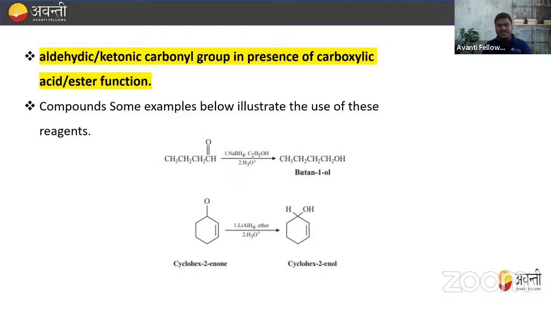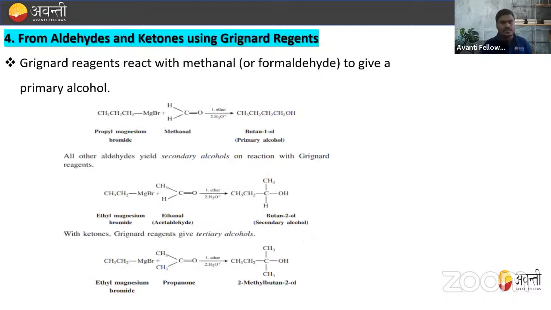Like we have a carbonyl compound, and when this is treated with NaBH4, it will convert into butan-1-ol. Similarly, we have a cyclohex-2-enone. This is also a ketone. This ketone, in the presence of LiAlH4, can also be converted into the allylic alcohol form. So this will take place.